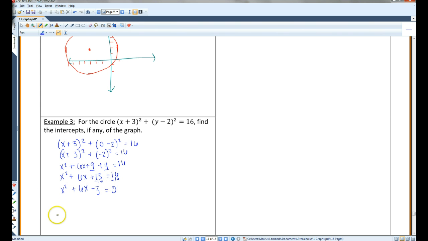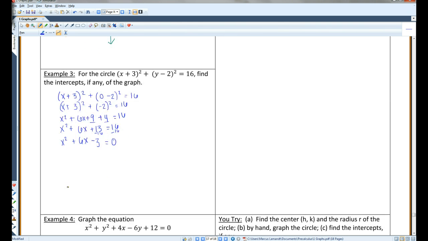So now I'm going to use the quadratic formula to solve for x. Negative b plus or minus the square root of b squared minus 4ac all over 2a. I've got negative 6 plus or minus the square root. 6 squared is 36. 4 times 1 times negative 3, you're going to get a positive 12, over 2. So you've got negative 6 plus or minus root 48 over 2.